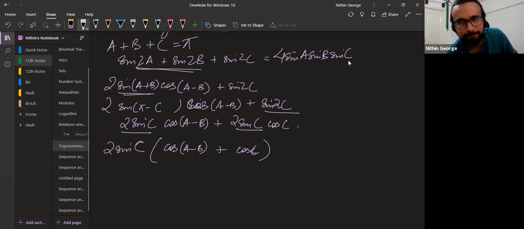What next? Look, we got 2 sine C from the answer here already. What you need next is to look at the answer, the RHS, what you're trying to prove here. We need 2 into sine A into sine B. So we don't need the C term anymore. Remember that. So this cos C, I will convert it into cos of pi minus A plus B.